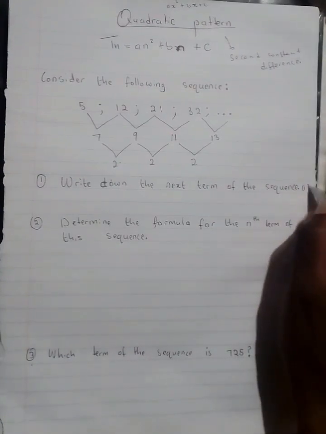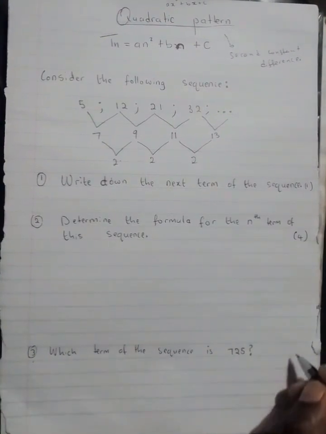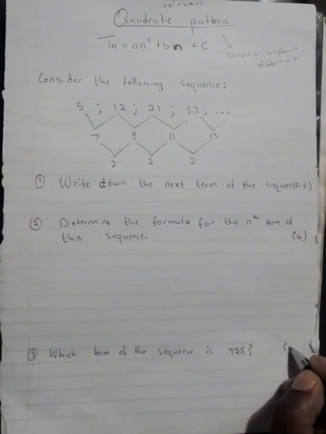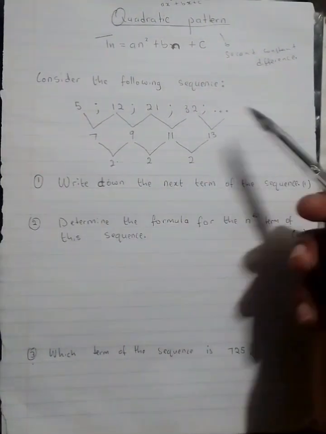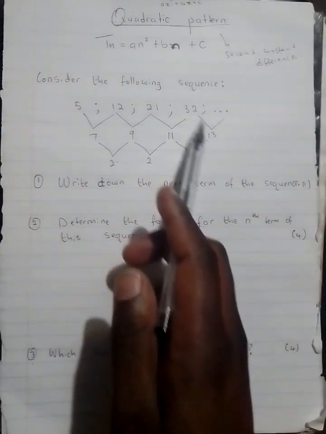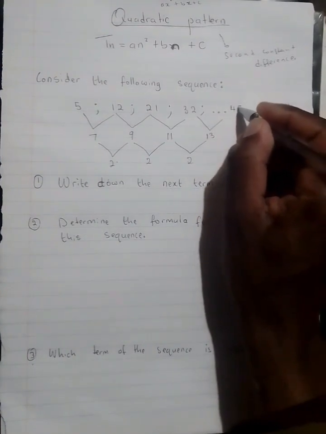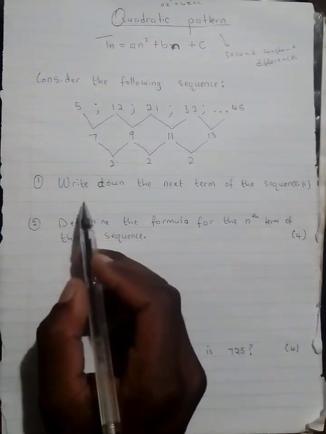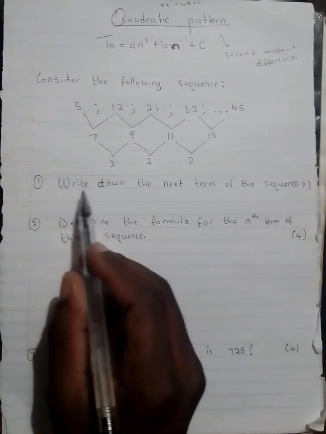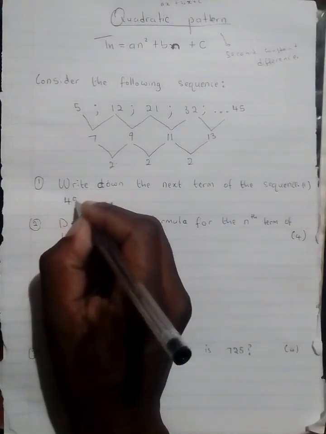This question is typically 1 mark, and the next one is usually 4 marks. This one can be 4 or 3, depends. We're adding, so it's going to be 32 plus 13, which is 45. Now we got the next term. The first question says write down the next term of the sequence. Therefore the next term is going to be 45.